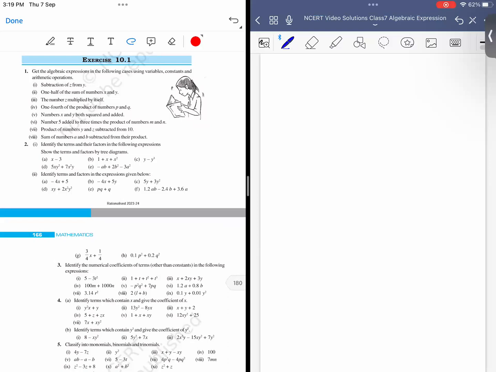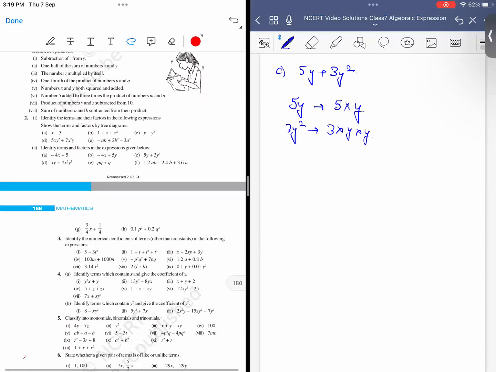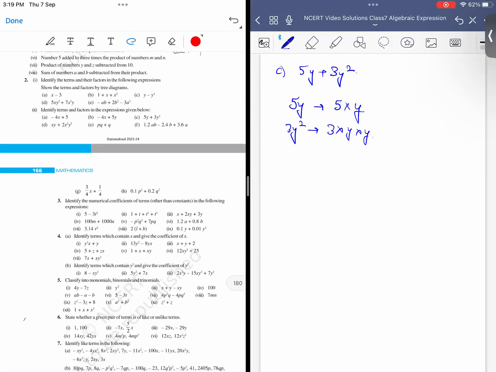Come to C part. C part says 5y plus 3y square. Now, what are the terms? Term 5y. What is the factor? 5 into y. Another term 3y square. What is the factor? 3 into y into y. So likewise, we can do the rest. Now, G part, 3 by 4x plus 1 by 4. The term 3 by 4x, its factor is 3 by 4 into x, and 1 by 4 is 1 by 4. Okay. Next, question number 3.